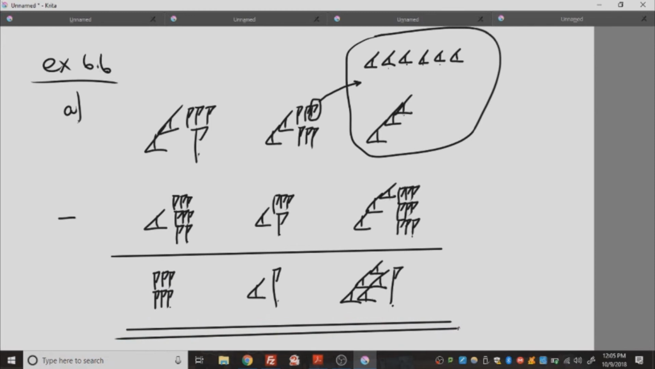I always borrow 1. Just like in Roman, I borrow 1 from that column. And then that splits open and gives me a lot.